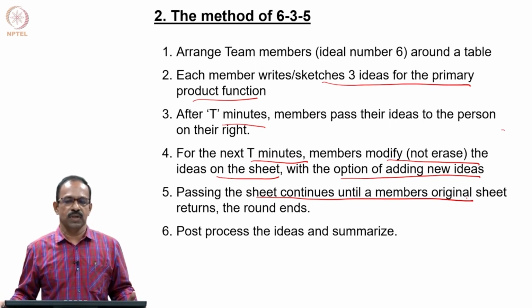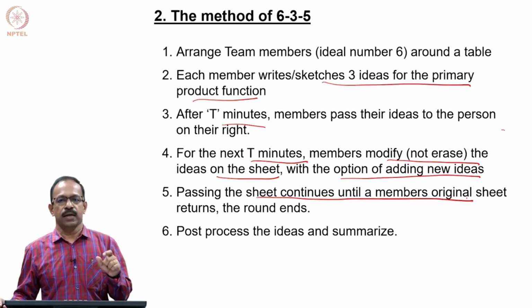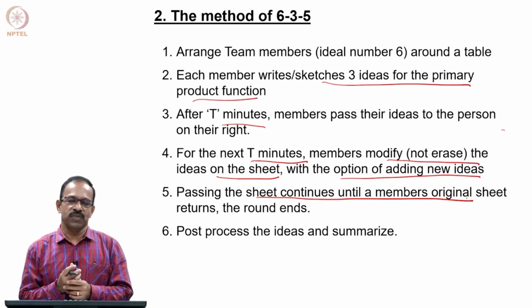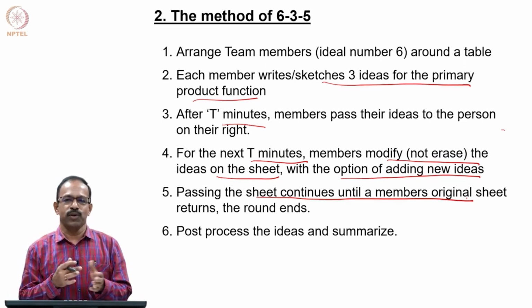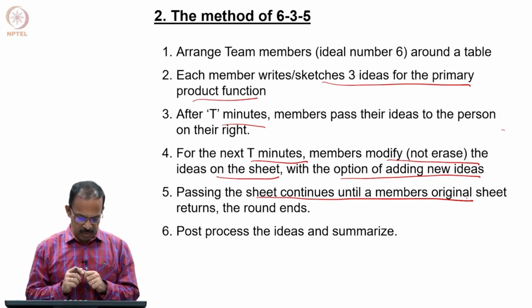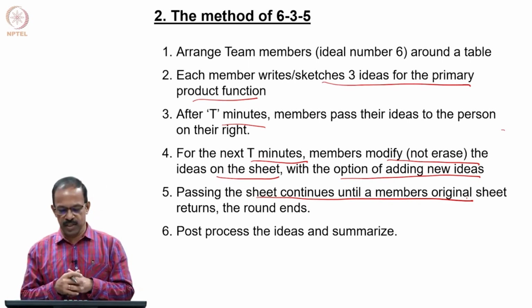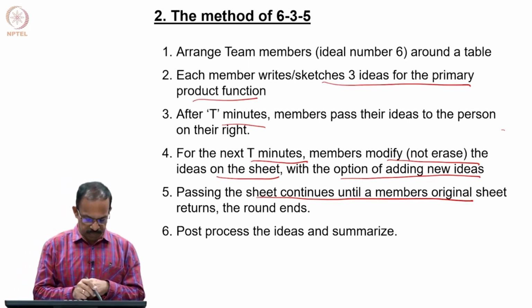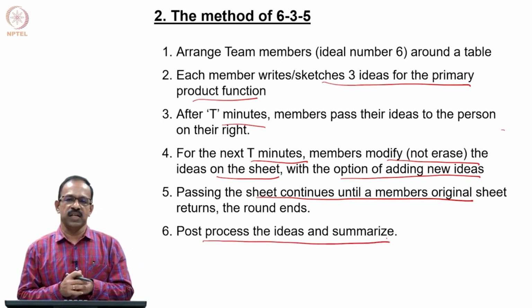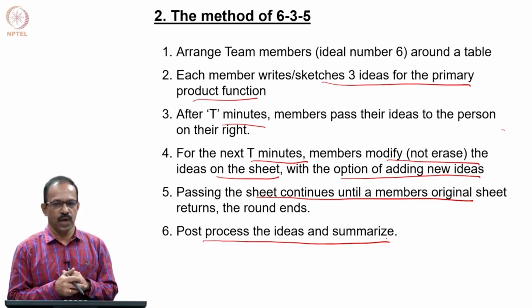So, at the end of the first round the first person gets his own sheet back, and he will see that the first 3 ideas he suggested have gone through a lot of modification and new ideas have come into the sheet. So, at the end of this first round each sheet will have 10 to 15 ideas to solve a problem. And then after some discussion, the round continues. So, they will go for another 5 rounds and finally they process all the ideas and summarize the ideas. So, that is the way 635 works.